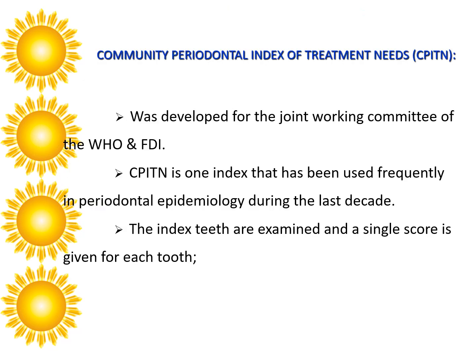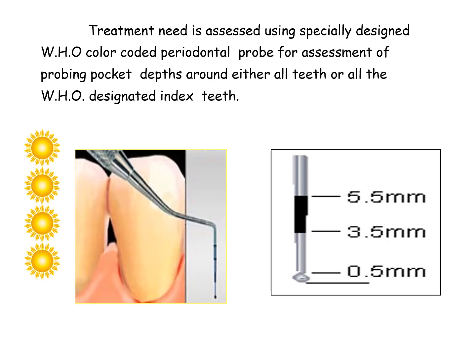And the next one is the Community Periodontal Index of Treatment Needs. This is very important, was given by WHO and FDI, and the CPITN is a probe-based index that has been used frequently in periodontal epidemiology during the last decade. The index teeth are examined and a single score is given for each tooth. And this is the probe.